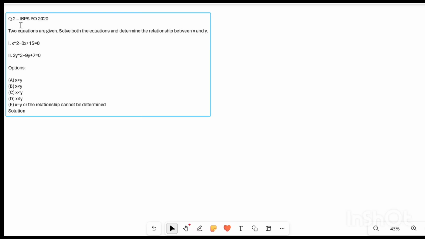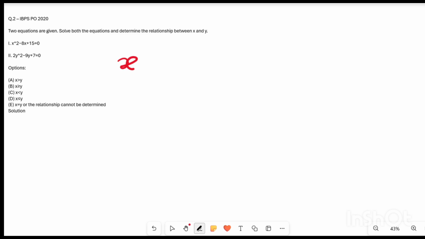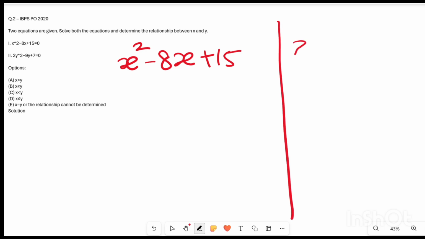Algebra question is given in IBPS PO 2020. Two equations are given, solve both the equations and determine the relation between x and y. If you observe the equations given, here we will be having x square minus 8x plus 15 equals to 0. This is the one equation. And the another equation is 2y square minus 9y plus 7 equals to 0.